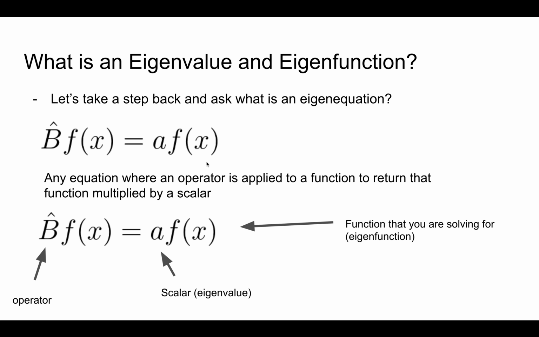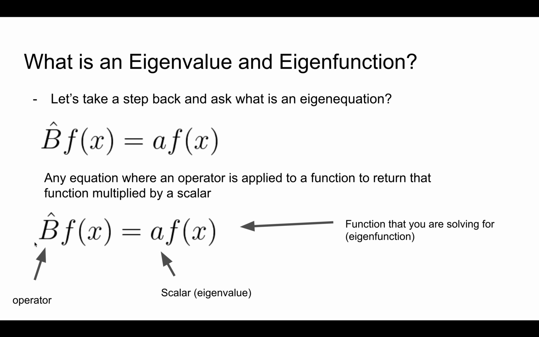Now let's break this down a little because this might seem a little complicated, but essentially you have an operator being applied to a function to get the same function multiplied by some constant a, where a is a real or imaginary number, but it's constant. So that's pretty much what an eigenequation is: any equation where an operator is applied to a function to return that function multiplied by a scalar. And the scalar is just some constant number.